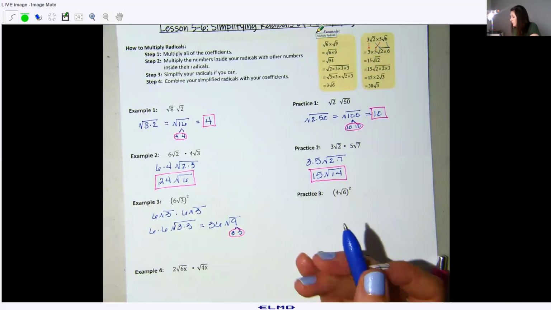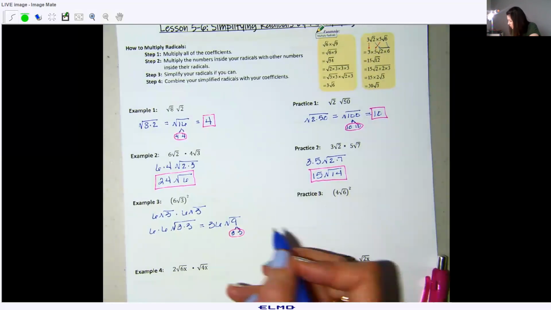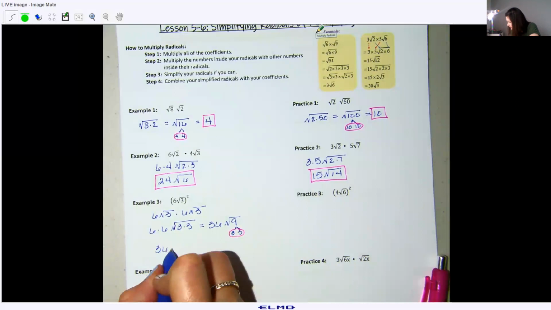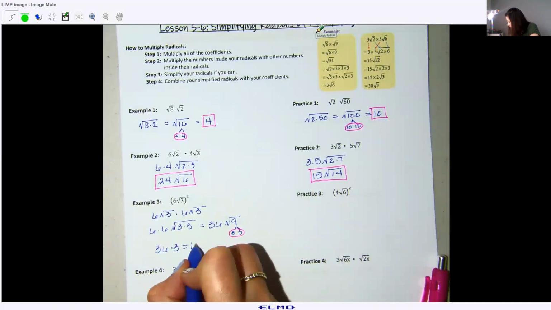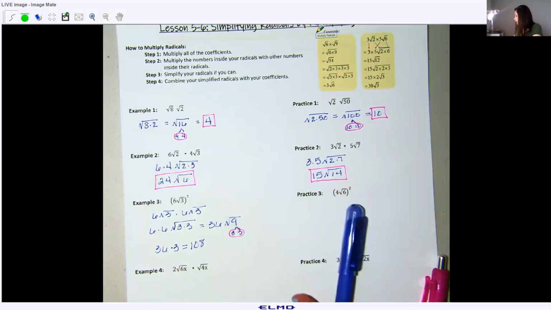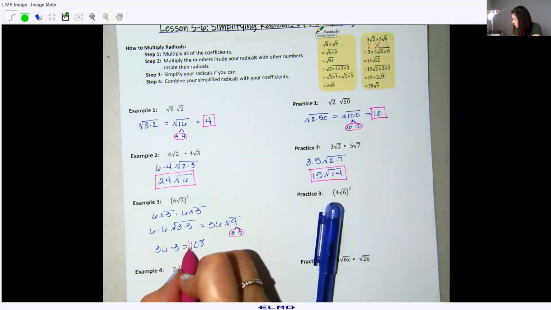So we end up with 36 times 3, which gives you 108.